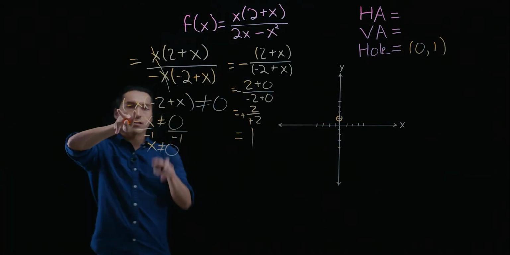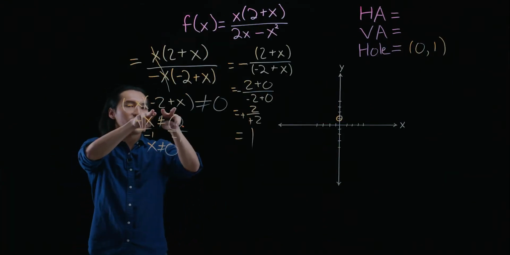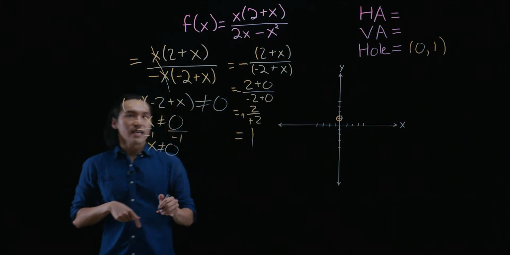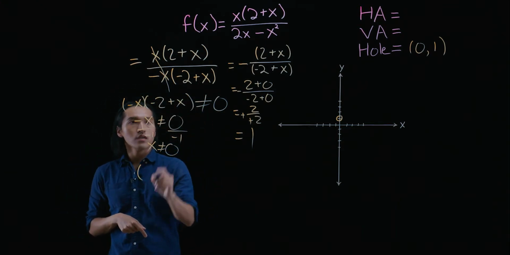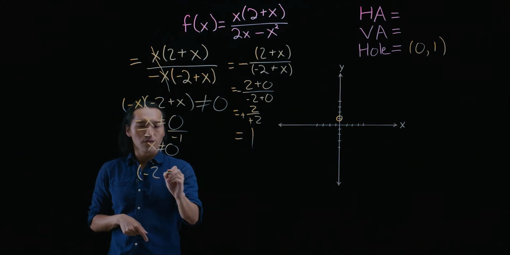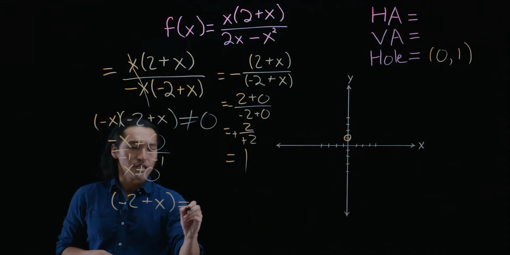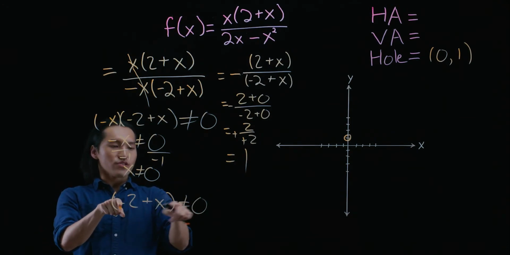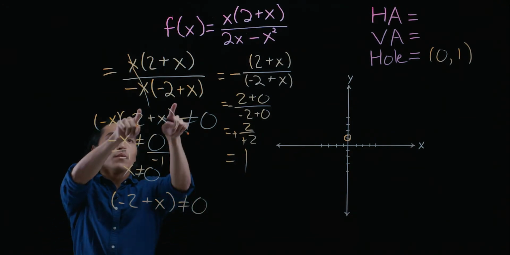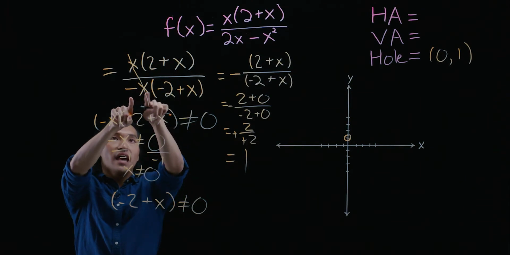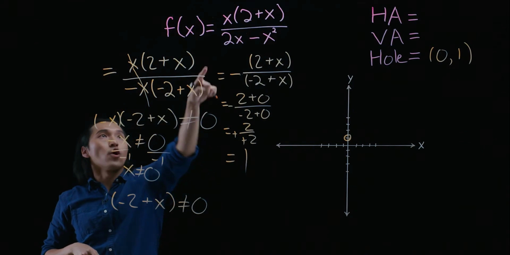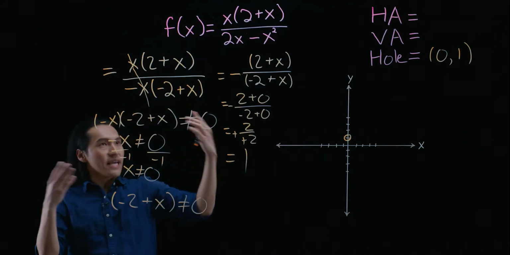Because remember, like we said earlier, there's two parts here. We have the negative x and we have the negative 2 plus x. So this part by itself also cannot be equal to 0. So we have negative 2 plus x cannot be equal to 0, right? For the same reason, because if this was equal to 0, then it would multiply the x and therefore create a 0 in the denominator, meaning the whole thing would be divided by 0, and we can't divide by 0.